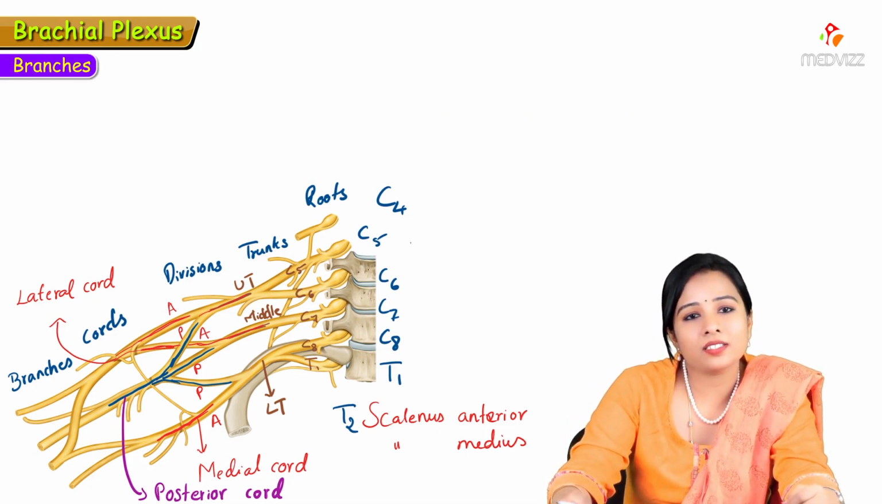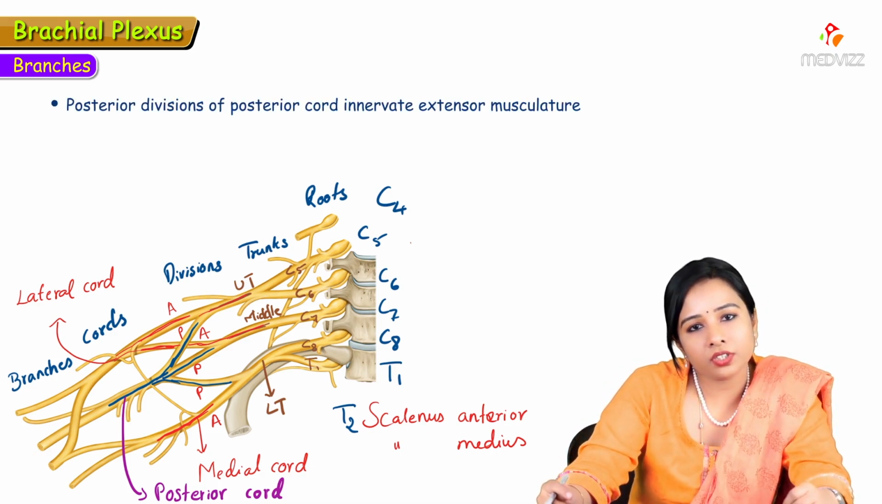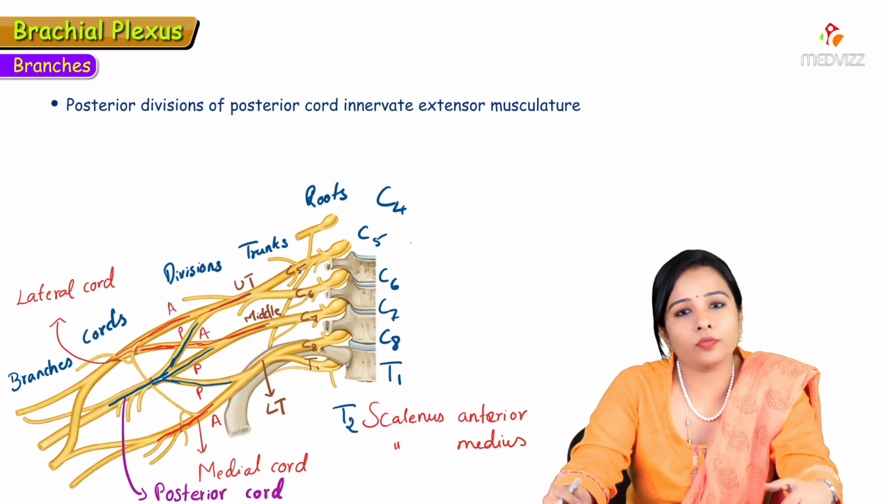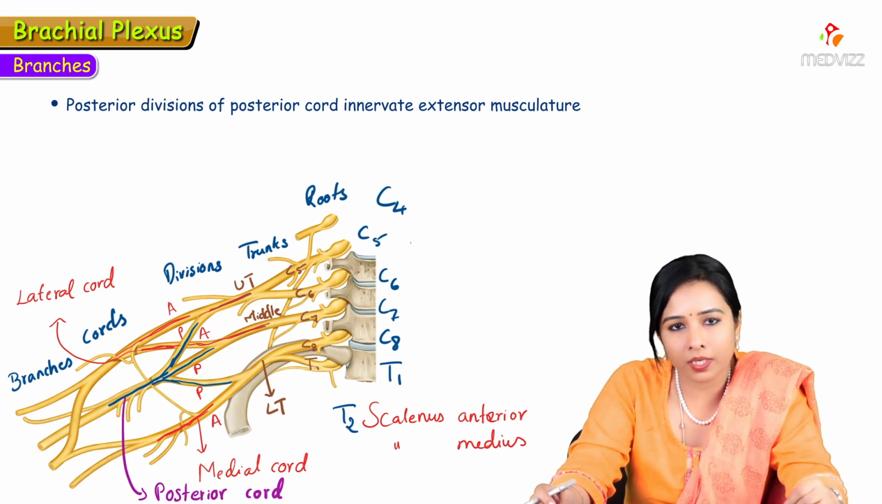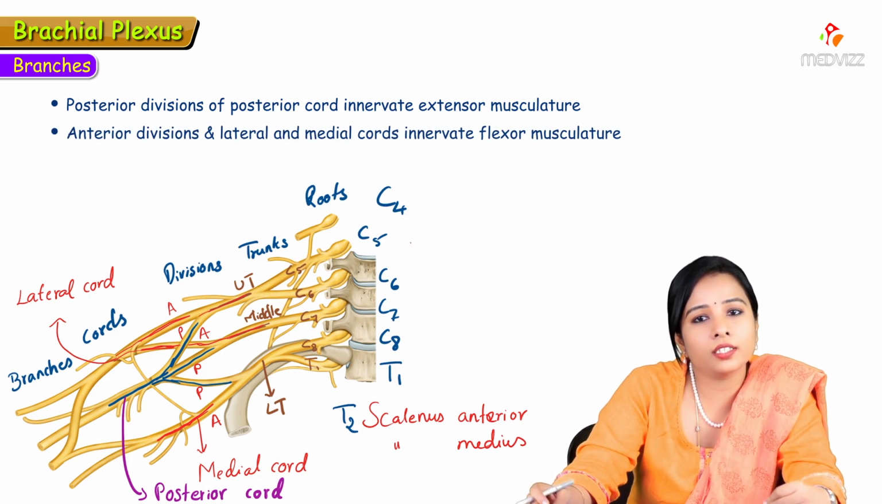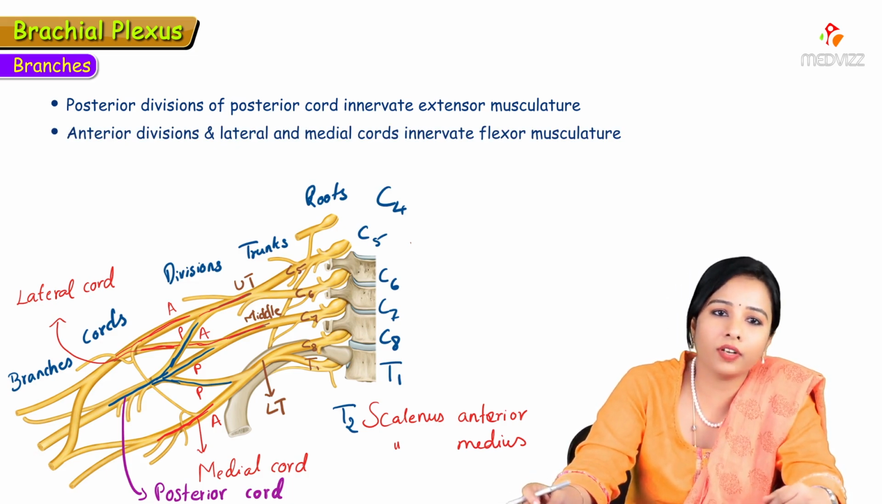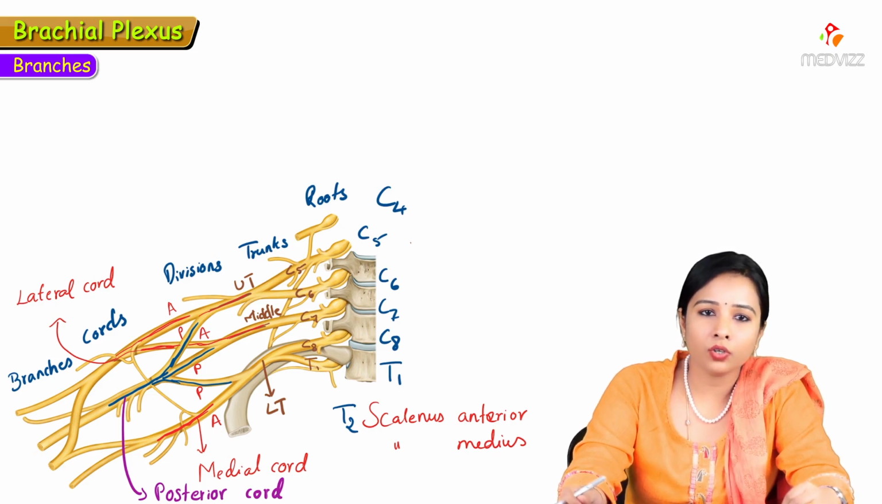Let's see the branches from each chord. So the branch from the posterior divisions, that is the posterior chord of brachial plexus: posterior chord innervates extensor musculature, that is the posterior compartment, arm and forearm. So the anterior divisions and the lateral and the medial chord innervate the flexor musculature. Let's see the branches from the roots.